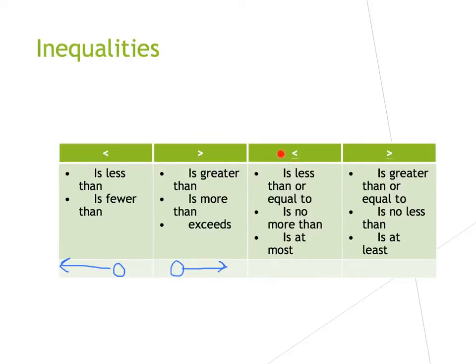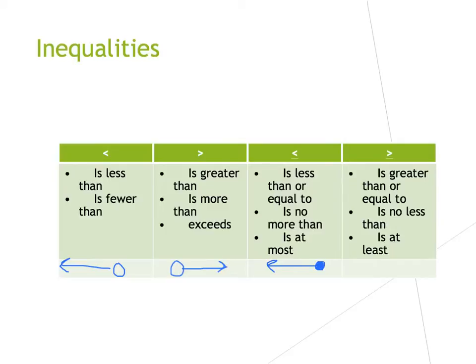The next one, remember that it is less than or equal to. That line on the bottom right here is equal to, and remember it doesn't have to be both. It either has to be less than or it has to be equal to that number. Also is no more than or is at most. And when we graph that one, it is going to be closed, and remember it is closed because it is equal to that. Okay, so it's a closed dot, and the arrow is going to point to the left.